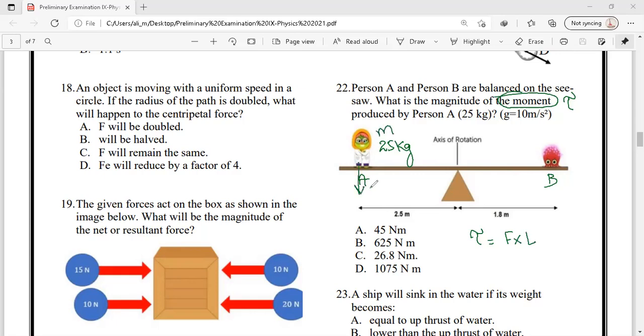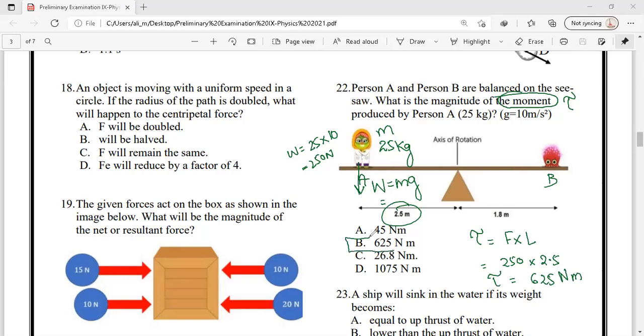The force applied is the weight force, that will be equal to mg. इस person A का अगर हम weight calculate करें, so W will be equal to mg, 25 multiplied by 10. So 250 Newton will be the weight of this person A. So force becomes 250 and the moment arm is 2.5. By multiplying 2.5 with 250, we will get 625 Newton meter. That is the correct moment of this person A. So option B is the correct answer.